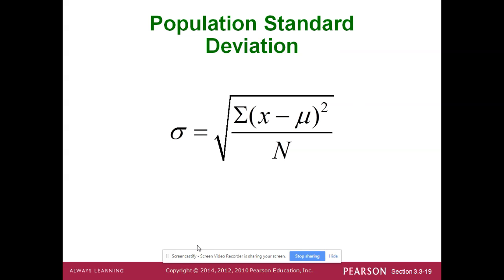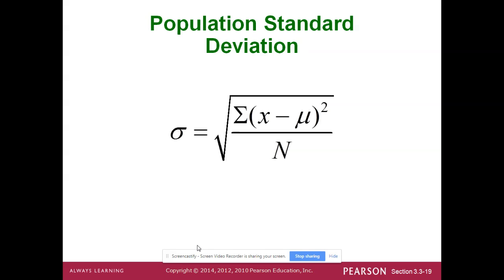Population standard deviation. What's different about this formula compared to the other? It's got mu in it. Mu is the what? Mean of a population. What's capital N? Number of values in the population. Remember, on the standard deviation for a sample, we used n minus 1 in the bottom, not n. So we took 1 away from that. They're different formulas.